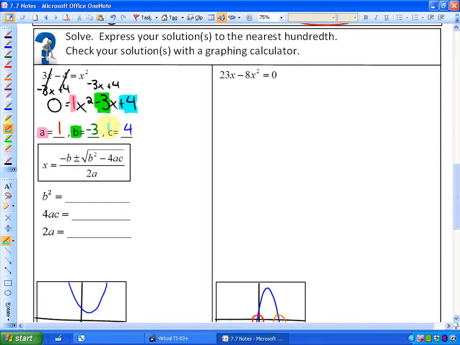And as you saw in the previous lesson, there are 3 products that are important to calculate before you do the quadratic formula: b squared, 4ac, and 2a. So b squared is -3 squared. 4ac would be 4 times a, which is 1, times c, which is 4. And 2a would be equivalent to 2 times a, which is 1. So in this case, these 3 products, the first one would be 9, the second one would be 16, and the third one would be 2.